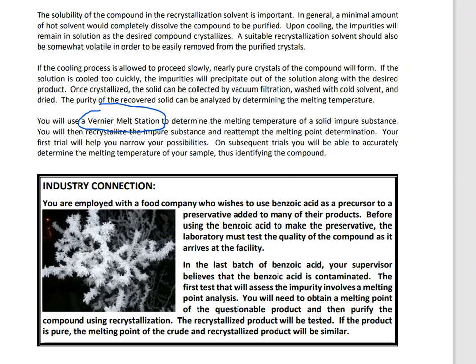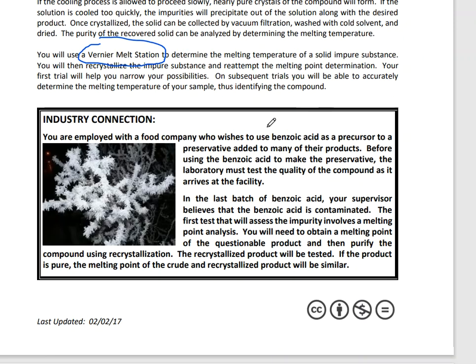So the industry connection that you're going to see on the very front page of this lab, it says you're employed with a food company, and they want to use benzoic acid as a precursor to a preservative, and that makes the products last a little bit longer on the shelf. So before they use the benzoic acid, they have to test the quality of the compound as it arrives at the facility that you're working at. So in the last batch of benzoic acid, your supervisor believed that the benzoic acid is contaminated. And the first test that will assess the impurity involves a melting point.